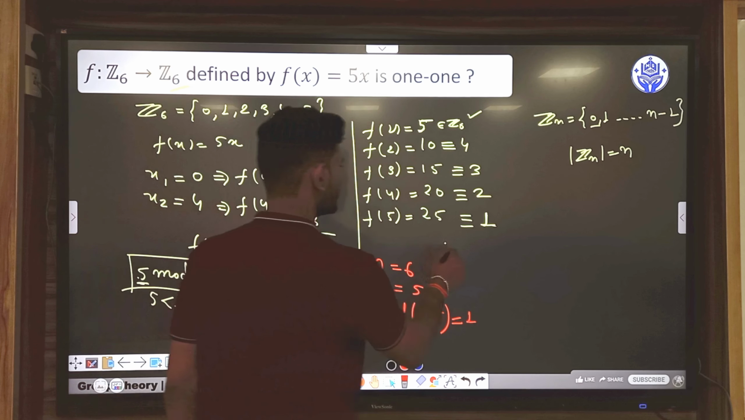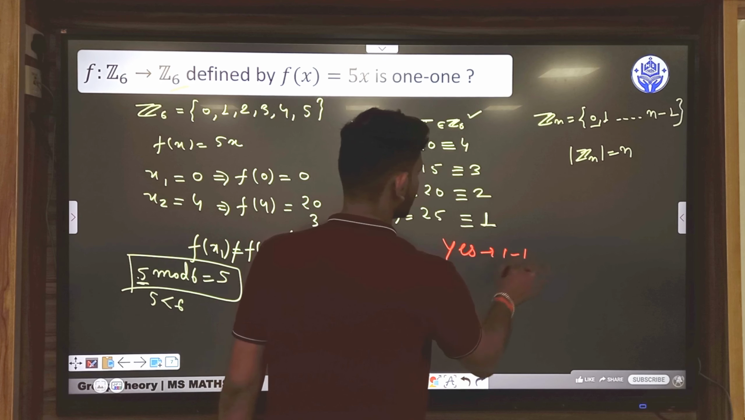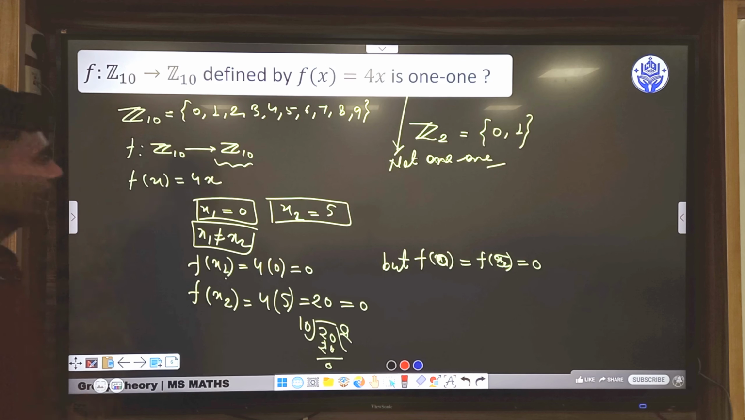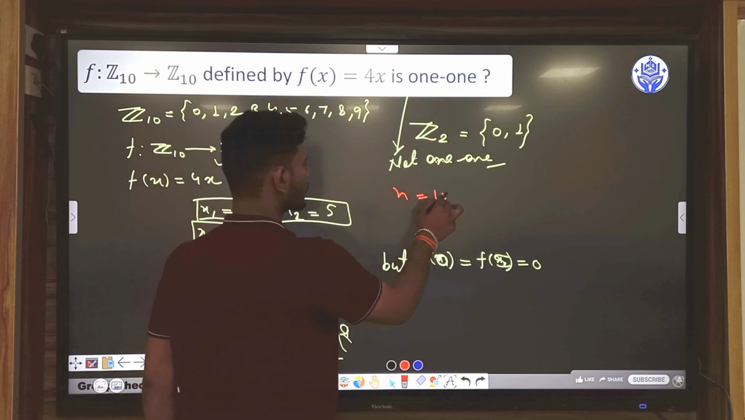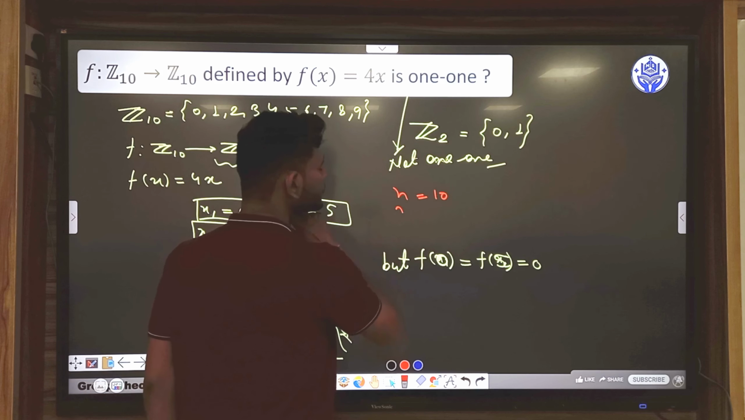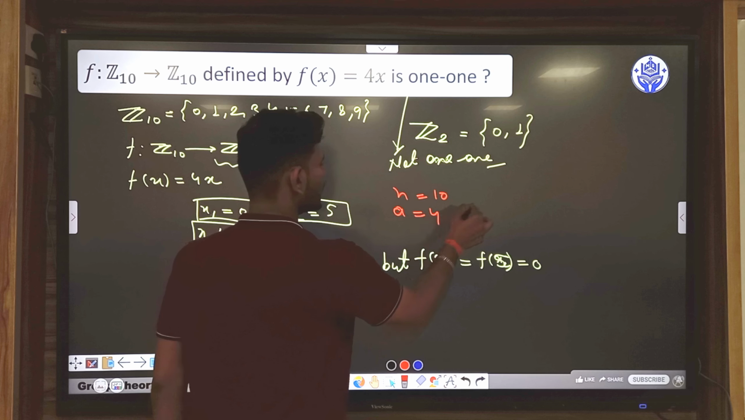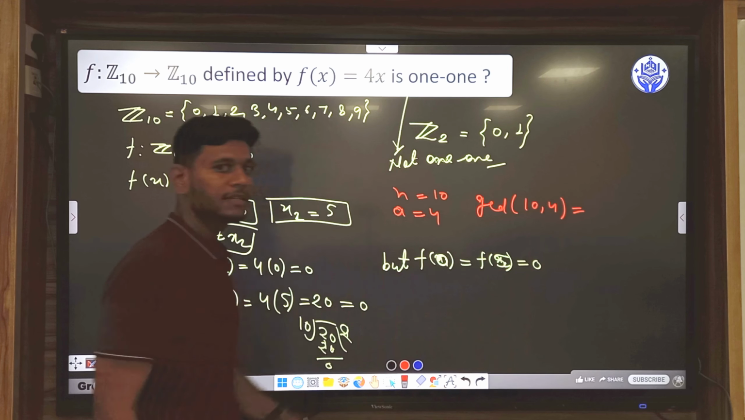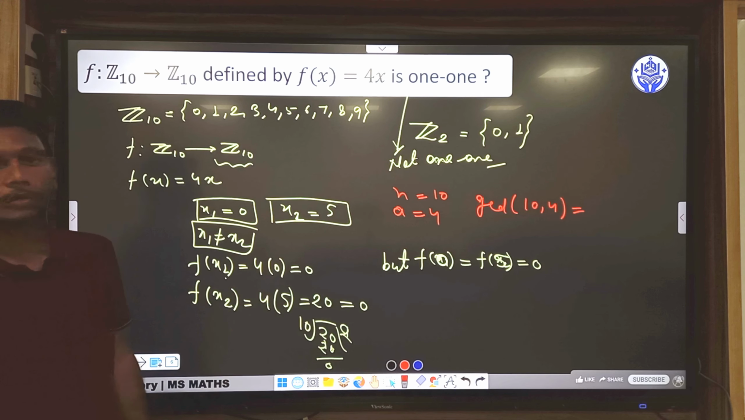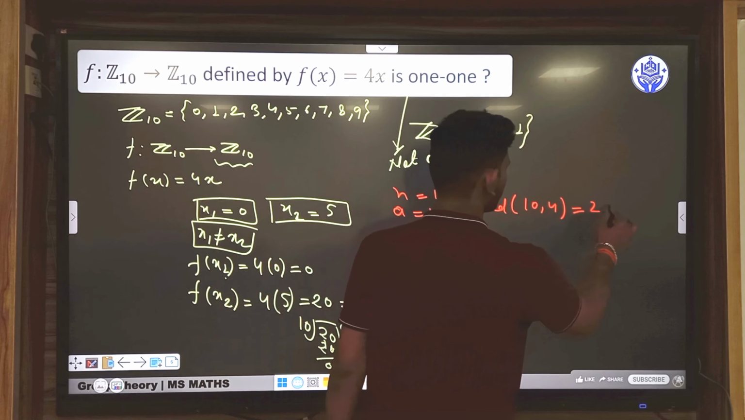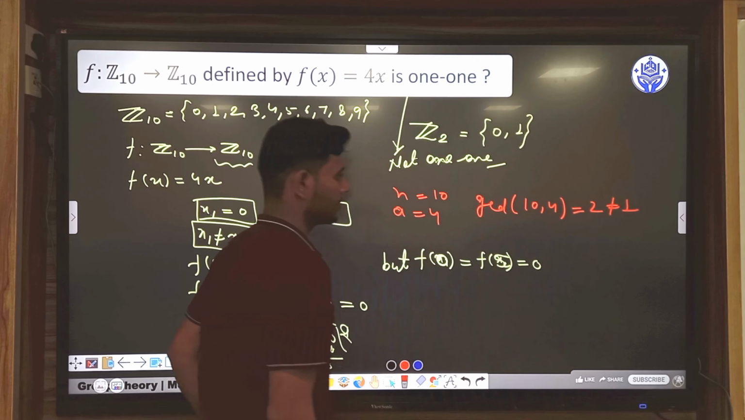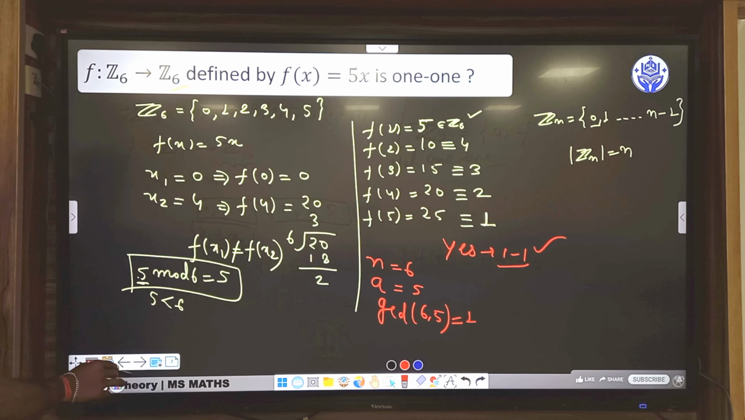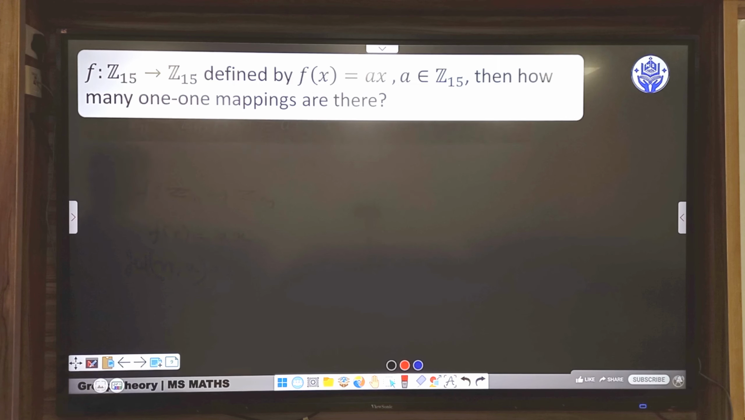Yes, it is a one-one function. Now come to this example only. It is what? n is equal to 10. Okay, now what is a? That is 4. Now what is the GCD of 10 and 4? GCD of 10 and 4, that is 2, which is not equal to 1. It means it is not a one-one function. This is one important result that you can see here.